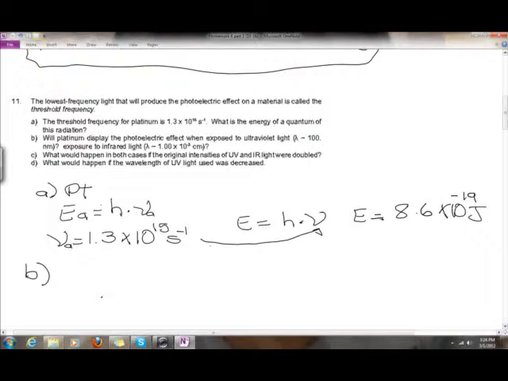Just do the calculation and see if you got the same thing. Now on part B, it's asking, right?